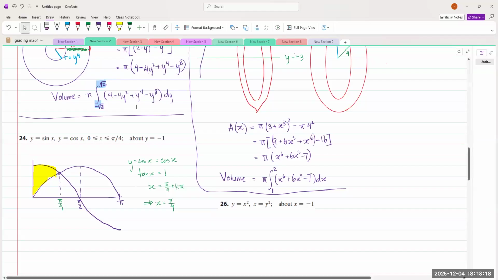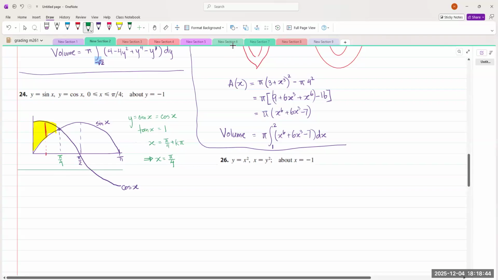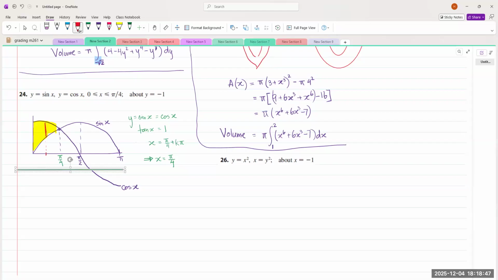Now we will revolve this. So this is y equals cosine x. This is y equals sine x. Draw a typical line. Revolve that with respect to y equals negative 1. Let's say it's here. So that typical line, when we revolve or rotate it with respect to y equals negative 1, will look like this ring then.